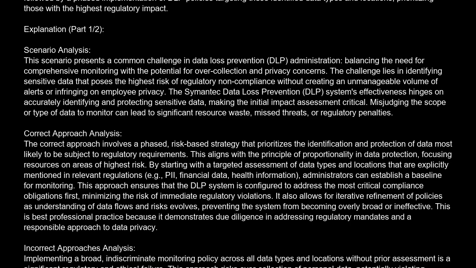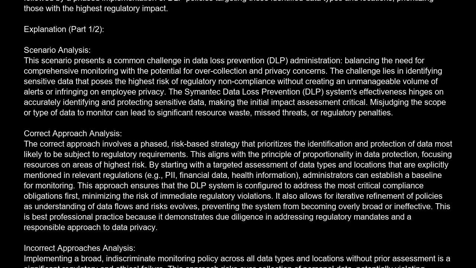Explanation. Scenario analysis. This scenario presents a common challenge in data loss prevention, DLP, administration, balancing the need for comprehensive monitoring with the potential for overcollection and privacy concerns. The challenge lies in identifying sensitive data that poses the highest risk of regulatory noncompliance without creating an unmanageable volume of alerts or infringing on employee privacy.